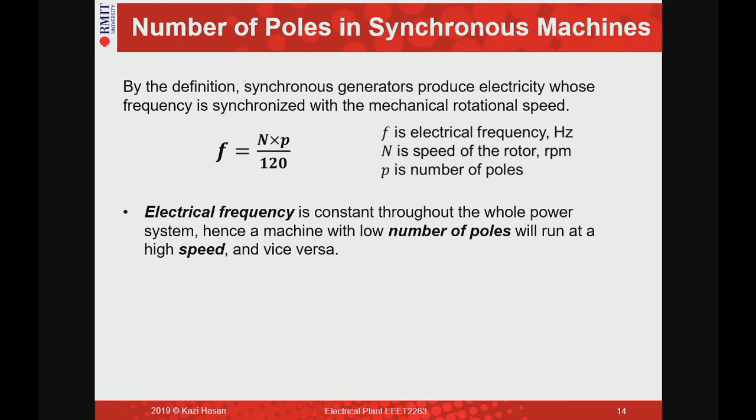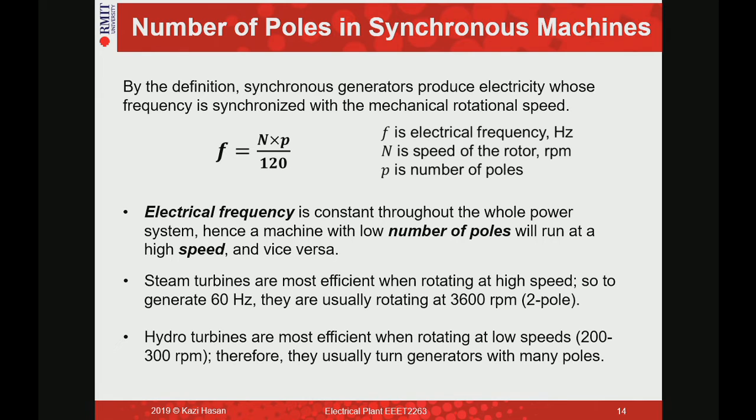So the number of poles in a synchronous machine: electrical frequency is constant throughout the whole power system. Hence, a machine with a low number of poles will run at high speed. Now, there was a question about what type of machine, round rotor or salient pole. You will get some idea: steam turbines are most efficient when rotating at very high speed.